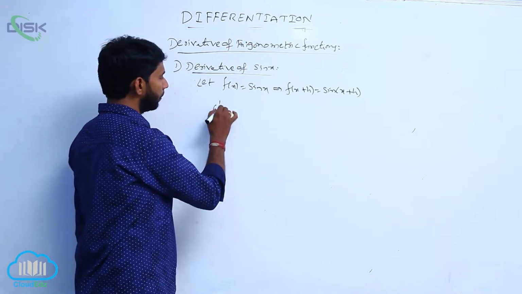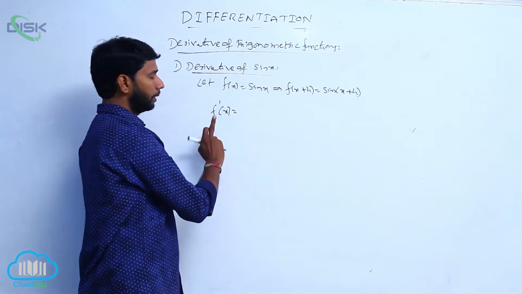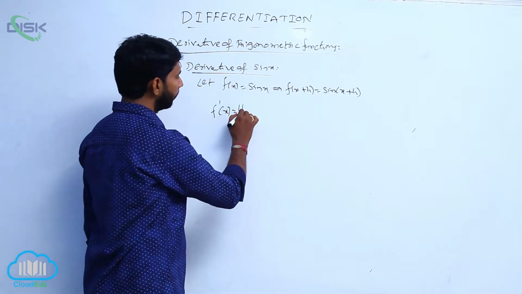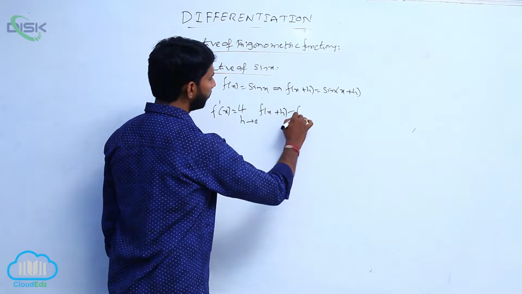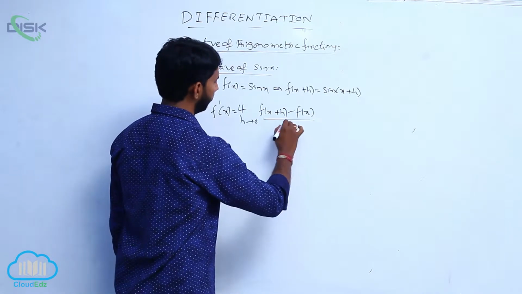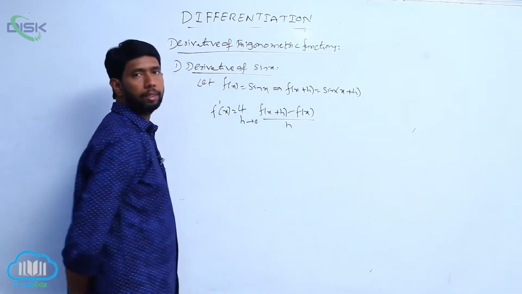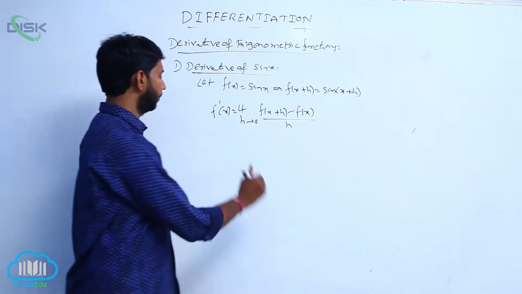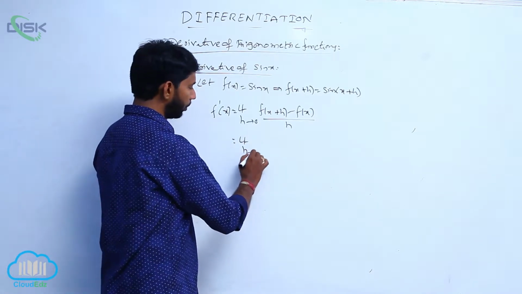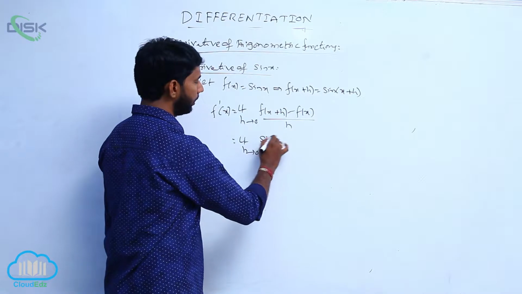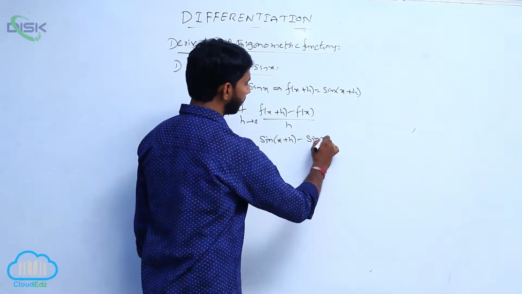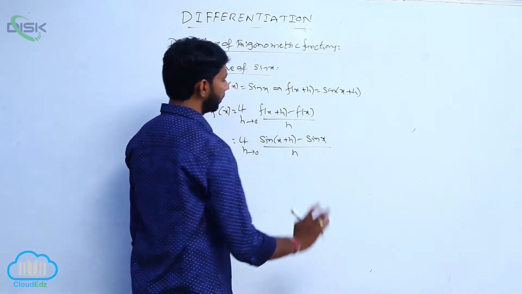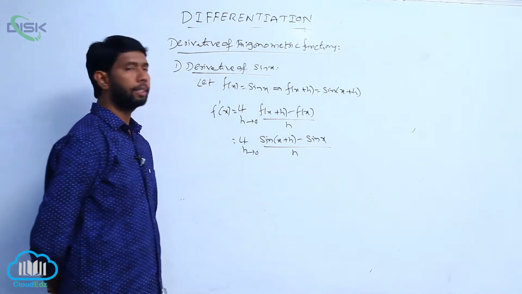By using the first principle of differentiation, that is f dash x equal to limit h tends to 0, f of x plus h minus f of x by h. That is the limit h tends to 0, here f of x plus h is sin of x plus h minus sin x by h.